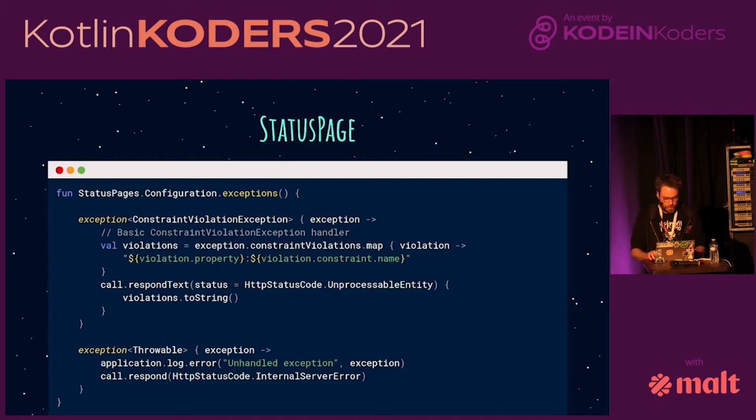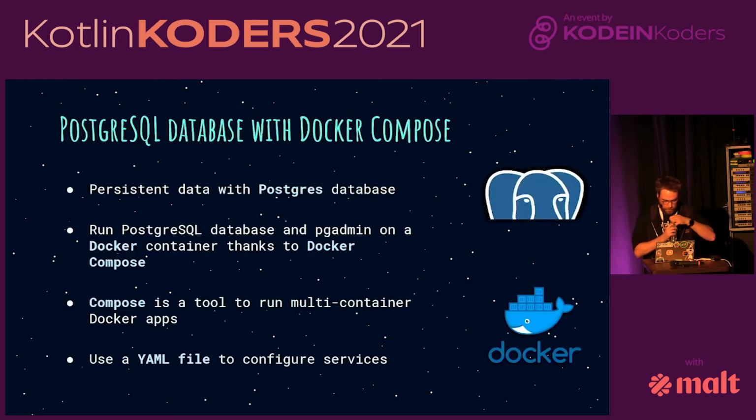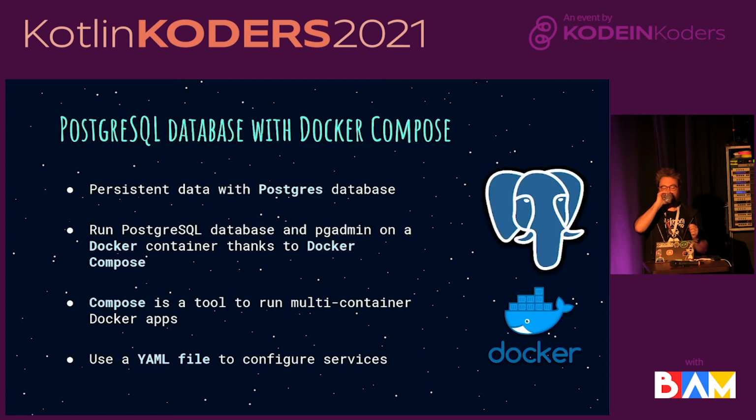Okay, so now we can validate and catch exceptions or status codes and so on. Let's see how we can actually process the data. So first, we're going to see how we can set up a Postgres database from Docker. Okay, so how we can achieve that.